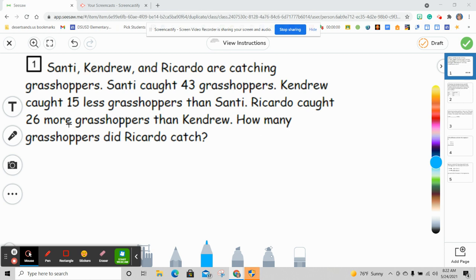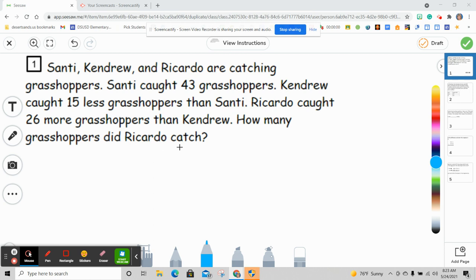Let's read the problem. Santi, Kendro, and Ricardo are catching grasshoppers. Santi caught 43 grasshoppers. Kendro caught 15 less grasshoppers than Santi. Ricardo caught 26 more grasshoppers than Kendro. How many grasshoppers did Ricardo catch?